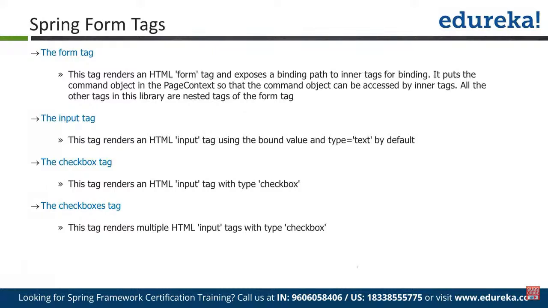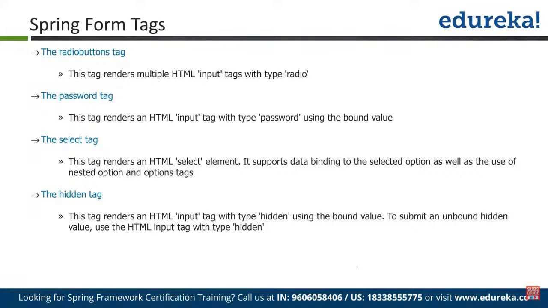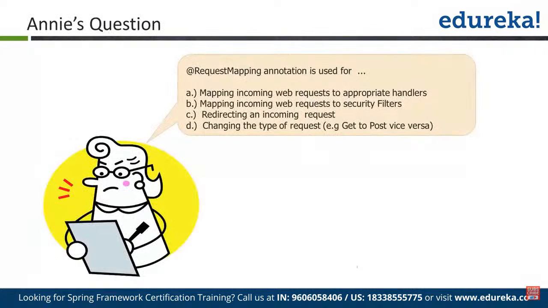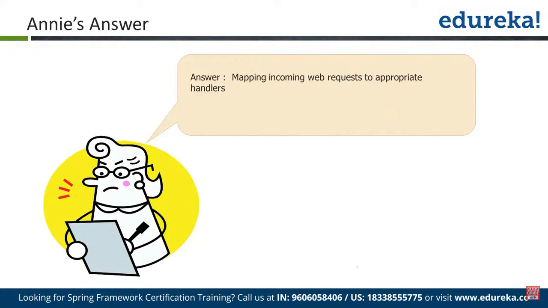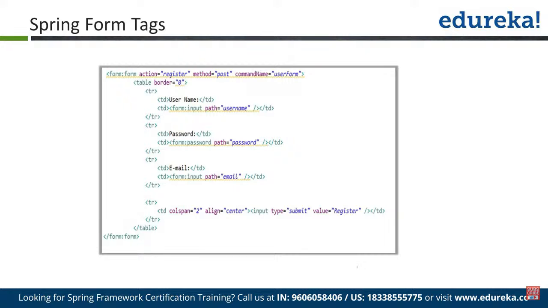We have different tags supported for different things. For form, we have the form tag. We have support for the input tag, checkboxes, radio buttons, password, select, and hidden. So Spring form supports all kinds of tags available in HTML. Can you tell me the answer to this question? The RequestMapping annotation is used for mapping incoming web requests to appropriate handlers. So this is how we use form tags.